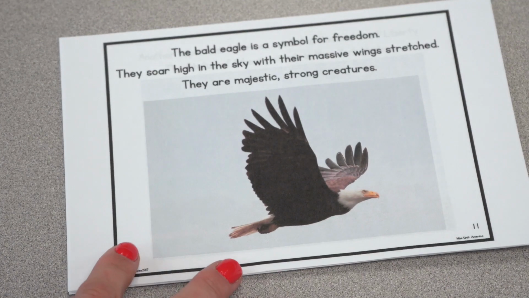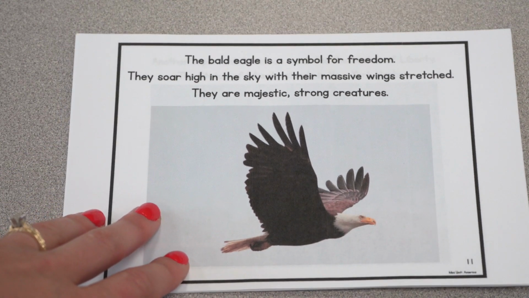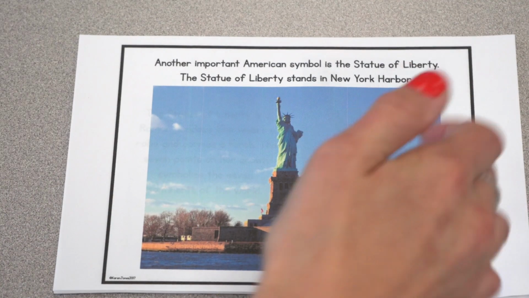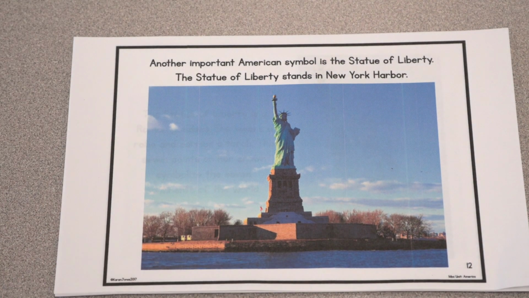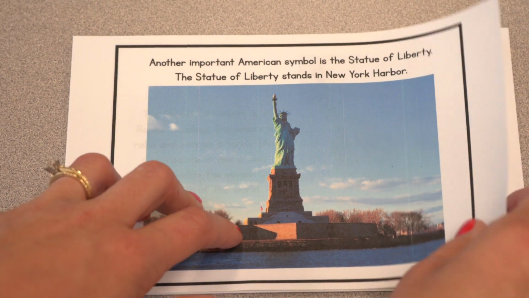The bald eagle is a symbol for freedom. They soar high in the sky with their massive wings stretched. They are majestic, strong creatures. Another important American symbol is the Statue of Liberty. The Statue of Liberty stands in New York Harbor. Some of you might have seen it before.